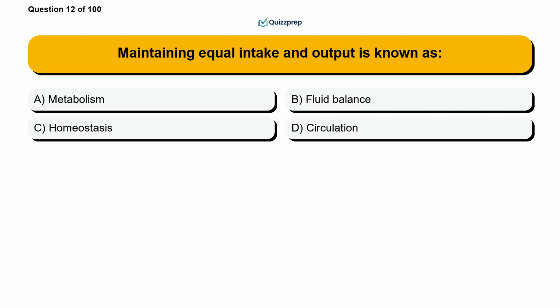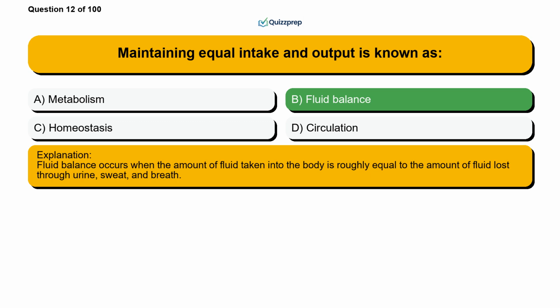Question 12. Maintaining equal intake and output is known as option A, metabolism, option B, fluid balance, option C, homeostasis, option D, circulation. The correct answer is option B, fluid balance. Fluid balance occurs when the amount of fluid taken into the body is roughly equal to the amount of fluid lost through urine, sweat, and breath.